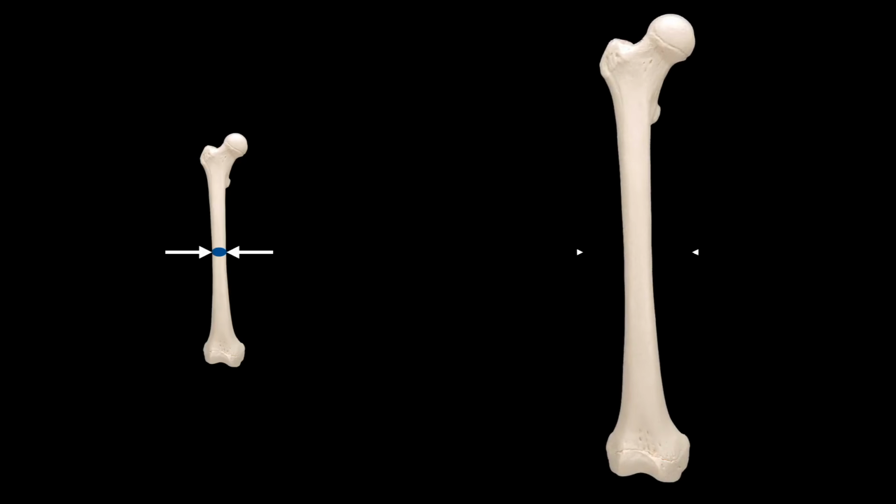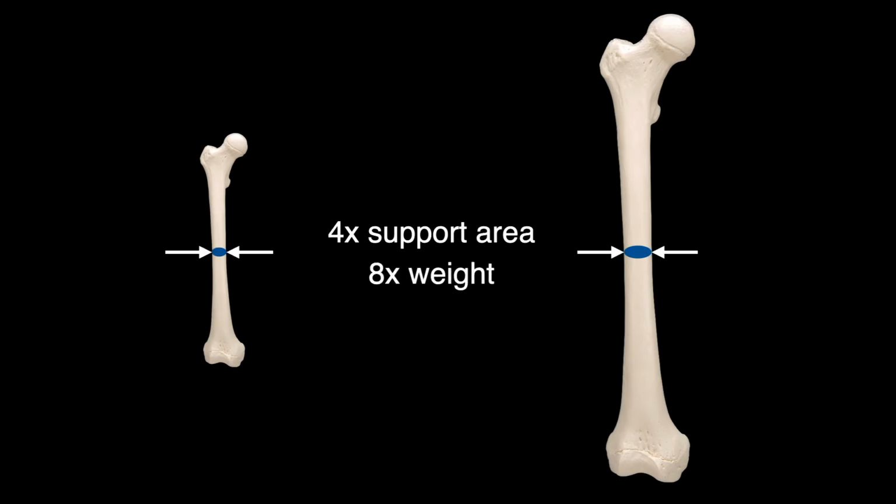If we double the size of the femur, its length, width, and depth all double. The cross-sectional area grows by a factor of 2 by 2, or 4. But here's the problem. The volume, and hence the weight of the femur and the enclosing human, has grown by a factor of 2 times 2 times 2, or 8 times. That means that every square inch of the support area must now carry twice the load of the smaller bone.